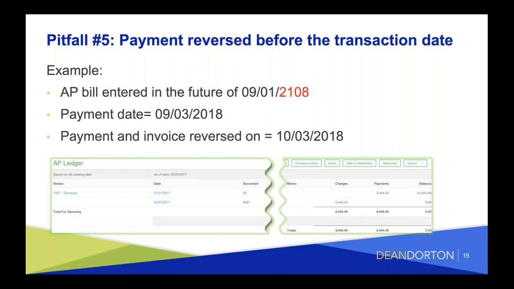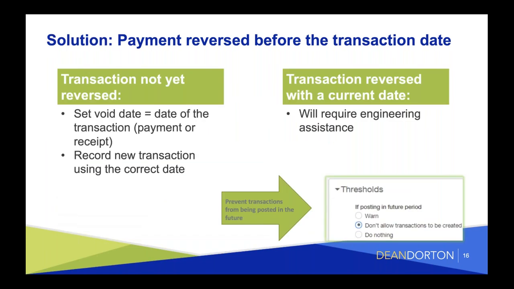And pitfall number 5, payment reversed before the transaction date. So an AP bill entered in the future, 9/1/2108 instead of 2018. Again, a little bit of a fat finger there. Payment date of 9/3, payment and invoice reversed on 10/3. So, this wreaks all kinds of havoc on your general ledger and your subledgers, correct?